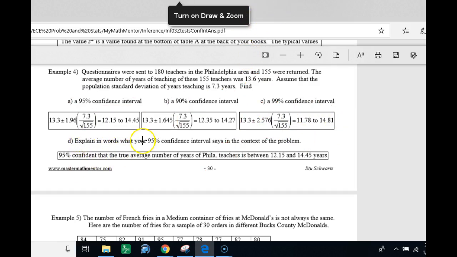So the answer to part A, what does it explain in words, a 90% confidence interval in this situation? What does that mean? That means that we're 95% confident that the true average years of service, years of experience of Philadelphia teachers is somewhere between 12.15 and 14.45 years of service. That's what this information means after we calculate it. That's the whole reason why we do it.